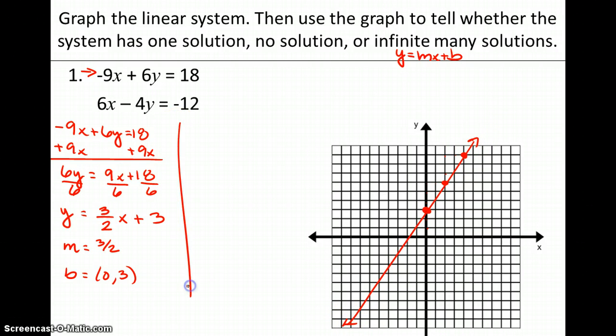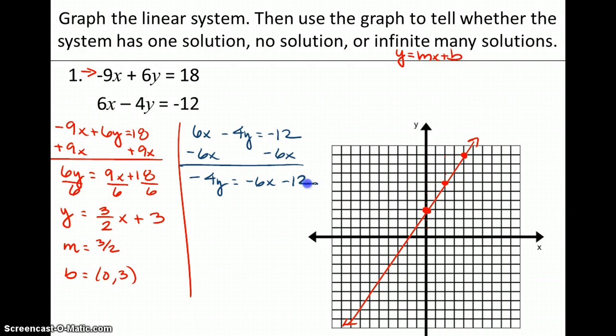And then you're going to do the same thing for the other equation. So solve for y if you don't mind. You have 6x minus 4y equals negative 12. Subtract 6x from each side: negative 4y is equal to negative 6x minus 12. From here, I'm going to divide each and every term by negative 4, and I have y is equal to 3 over 2x plus 3. My slope is 3 over 2 and my y-intercept is 0, 3. Sounds familiar? It kind of should.